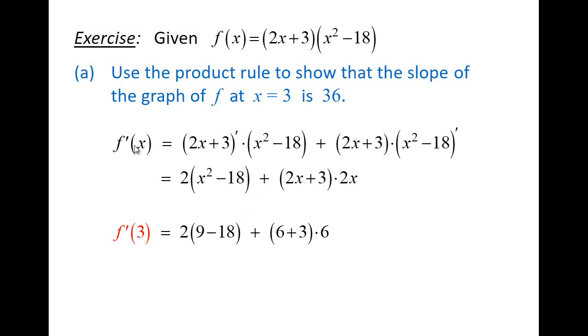So what's the derivative at 3? Well, we just plug in 3 in place of x. If we do that, we get 9 here, we get 6 here, and we get 6 here, and then this quantity can be simplified to 36. So we see that the derivative of f at 3 is 36. So that's the slope of the tangent line to the graph of f at the point 3 comma f of 3.